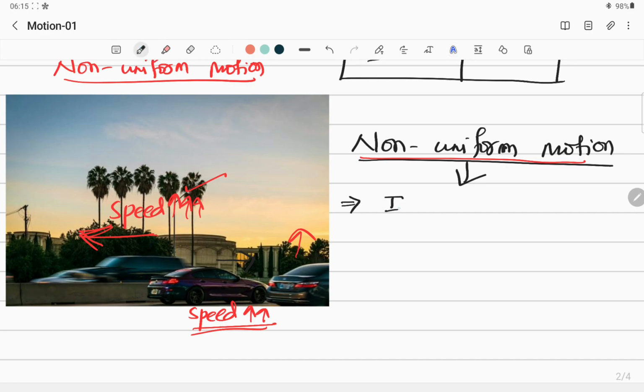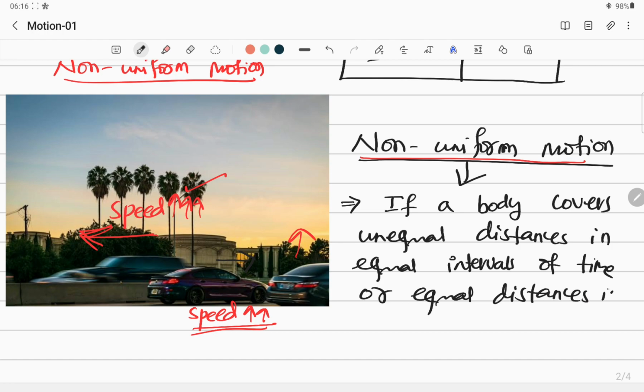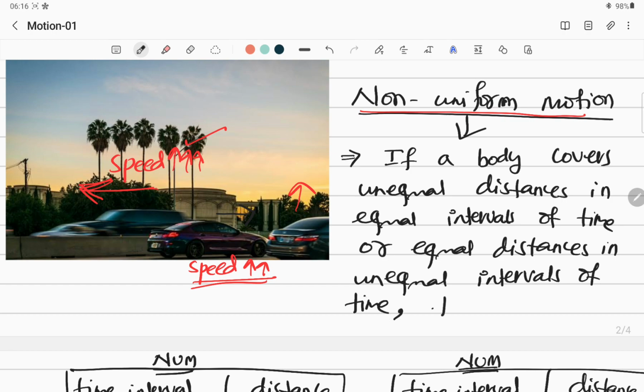What is non-uniform motion? If a body covers unequal distances in equal intervals of time, or equal distances in unequal intervals of time, then it is called non-uniform motion. I will be using these shortcuts.